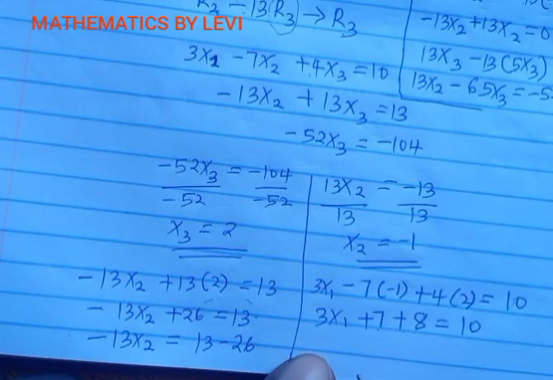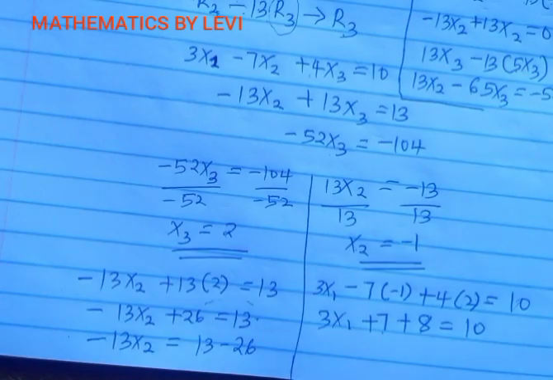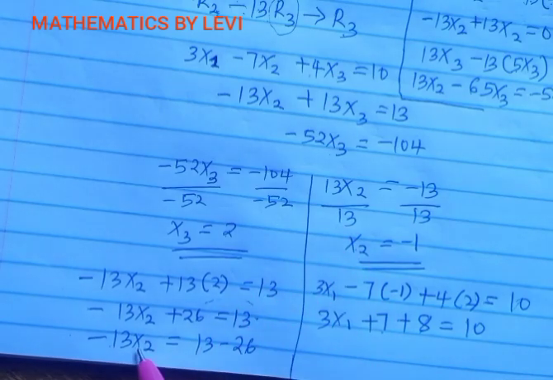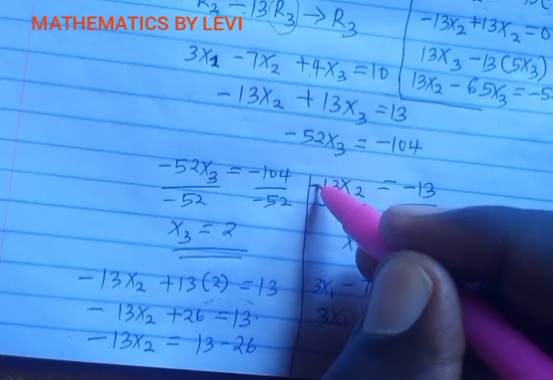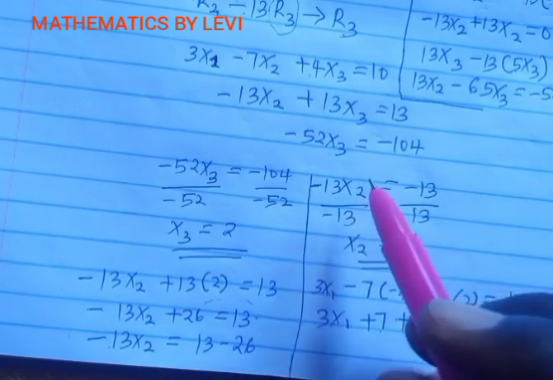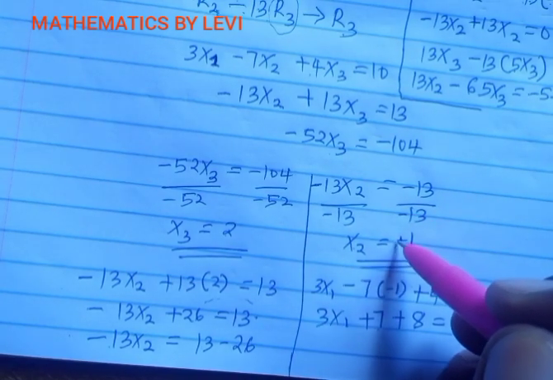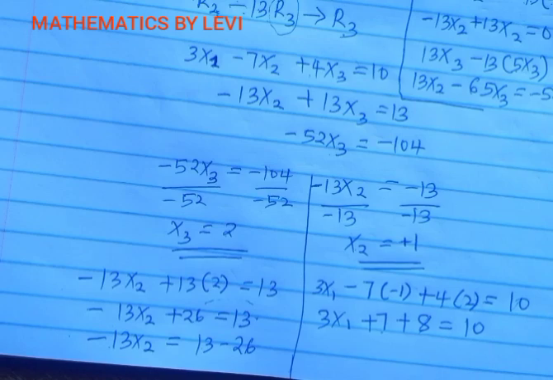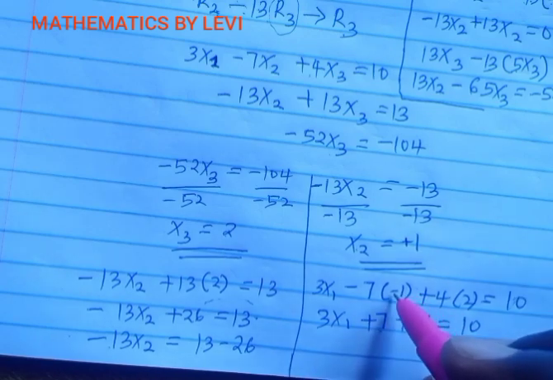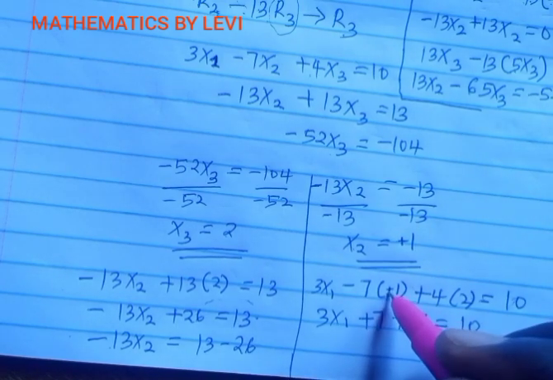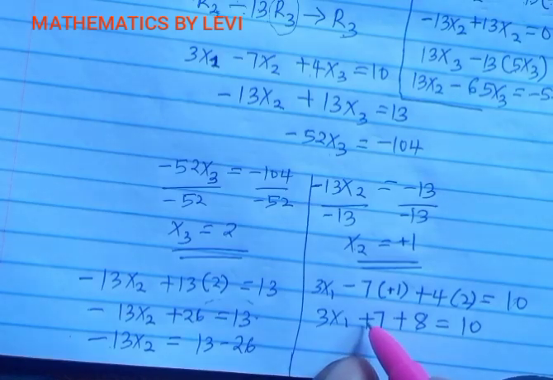Now, initially we had negative 13x2. I have forgotten to write here a negative. Then we have a negative here because we divide by negative 13 on both sides, and that means we shall have our x2 as not negative but positive 1. So since we have our x2 as positive 1, that means we have here positive 1, and that means we have this one as not positive but as negative.